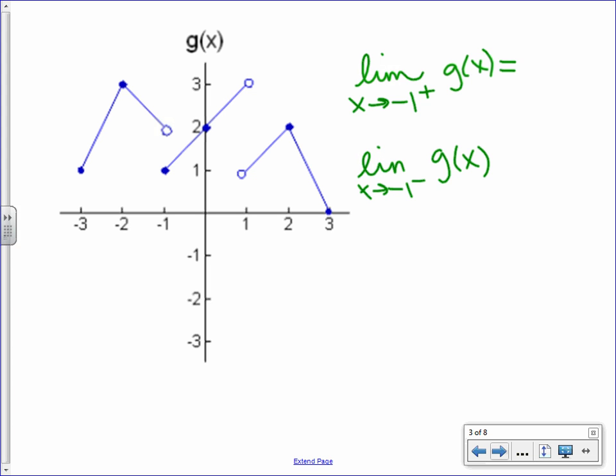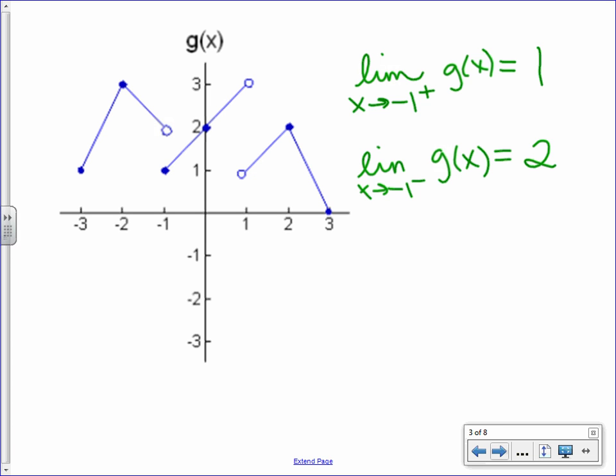Let's look at these two first. What is the limit as x approaches -1 from the right side? 1. From the right side, we are approaching 1. What about from the left side? It approaches 2. Even though it's a hole, that's fine because we're approaching it. We're getting infinitely close to it.